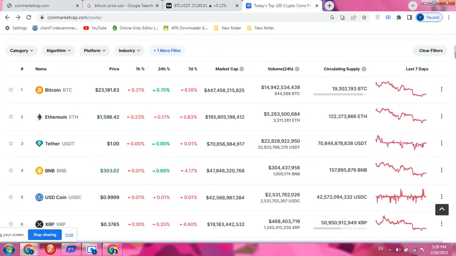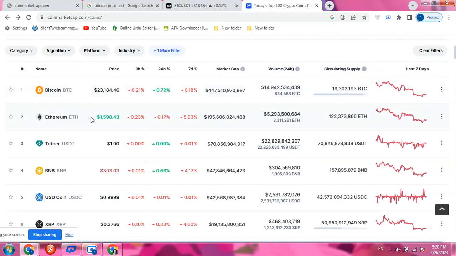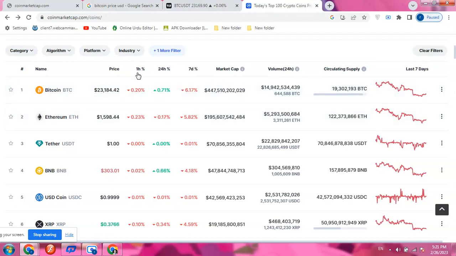Because the Bitcoin market is very down, we cannot think about investing in Bitcoin. Okay, the second coin is Ethereum. I discuss Ethereum. Ethereum is a very good coin. The rate of Ethereum is 1598.43. Ethereum is also down 0.23% in 1 hour.